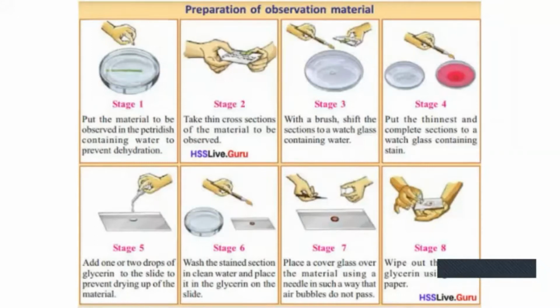So take a thin cross section of the material to be observed using a blade. You have to take the thin cross section of the stem or root to be observed.